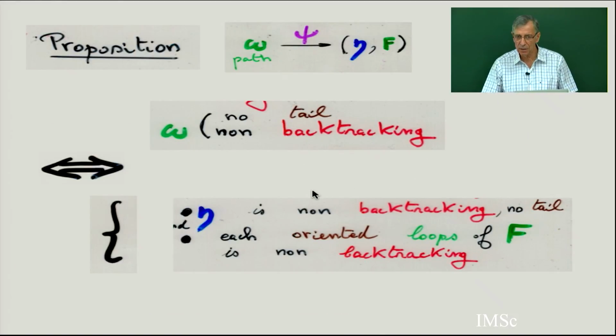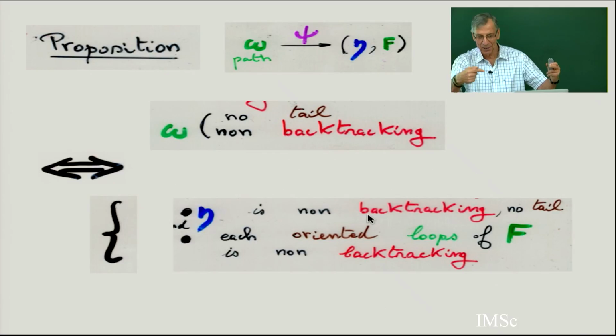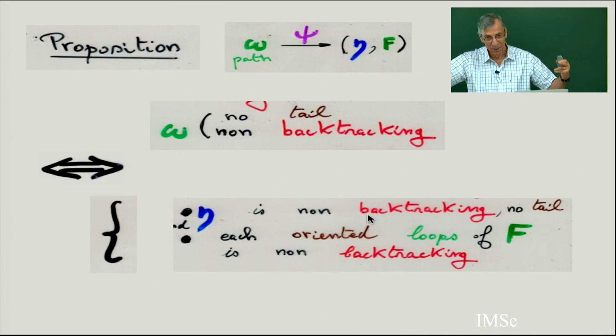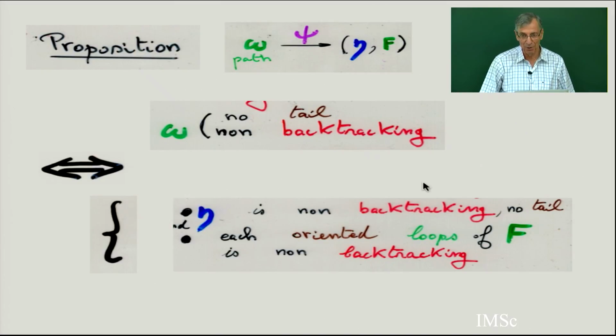And now the proposition: a path omega has no tail and no backtracking if and only if the blue path theta has no backtracking and no tail. Or in fact, it can have a backtracking. Yes, you can go this way, come back here, it's still a trail. If you go in a backtracking, you go 1, 2, 2, 3, and then you go back 3, 2. This is a backtracking, but the three edges are different. So a trail may have a backtracking, may have a tail. So the condition is there's no backtracking, no tail, and each oriented loop in the heap has no backtracking.